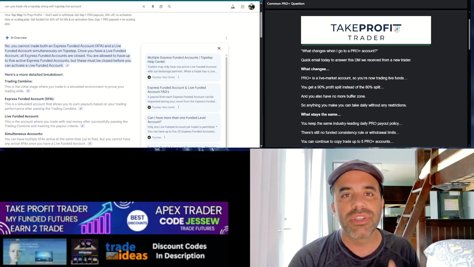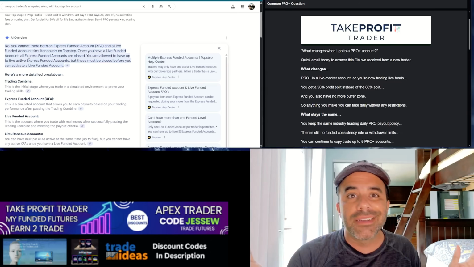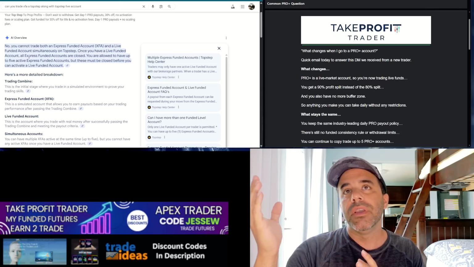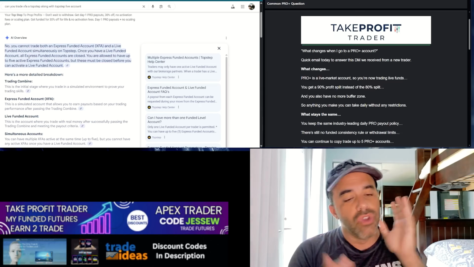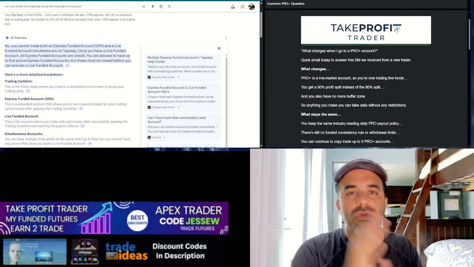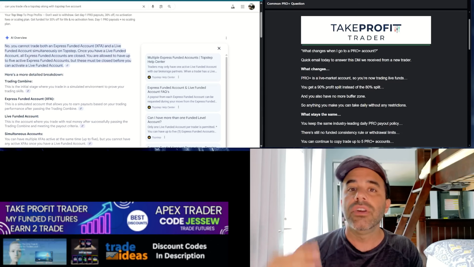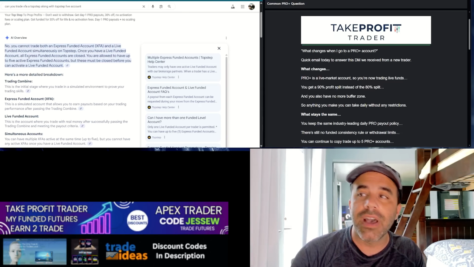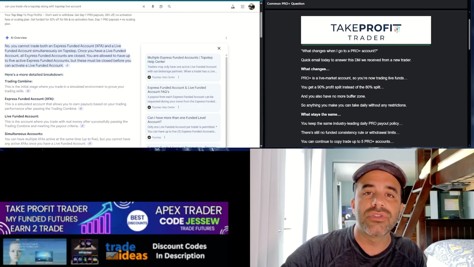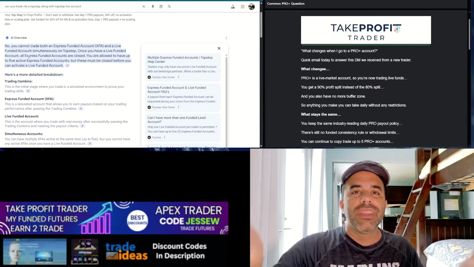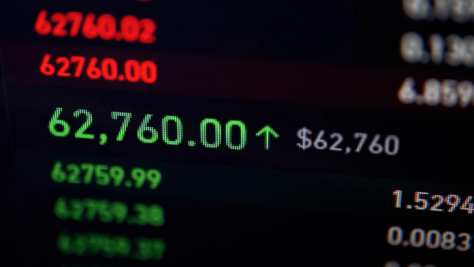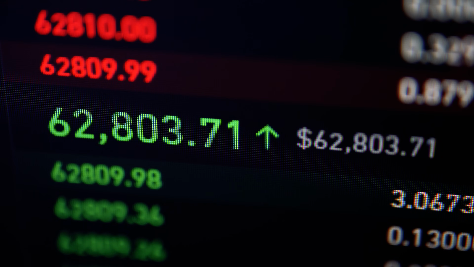Not the case with Topstep. Topstep, you blow up that live account, you kiss it goodbye. And then you have, again, Topstep over here, no XFAs, no evals while trading live. But with TakeProfit Trader, you're trading live, you can have evals and you can have your pro accounts as well, which are your sim funded.